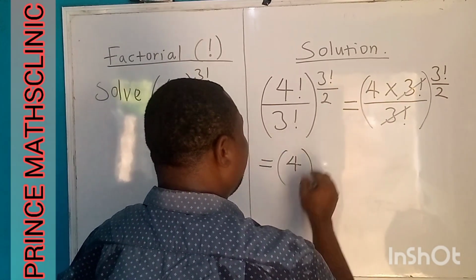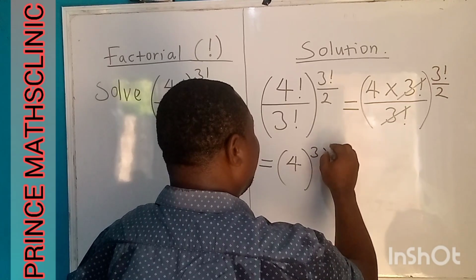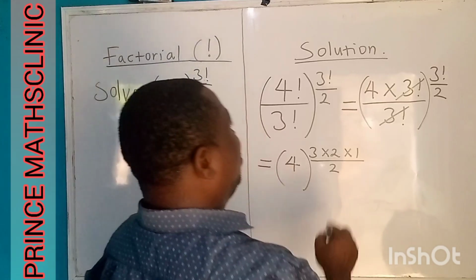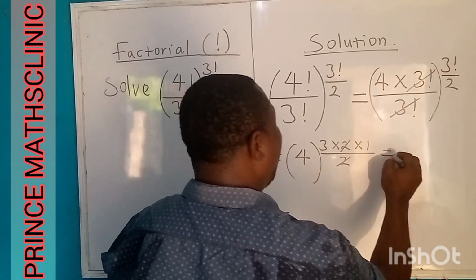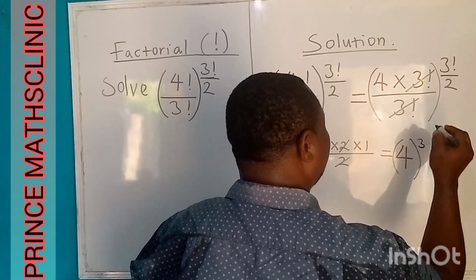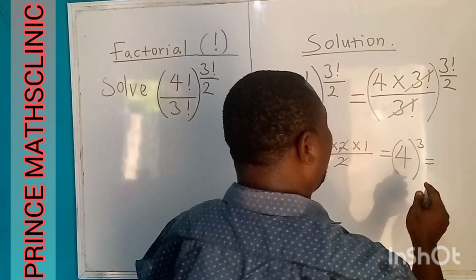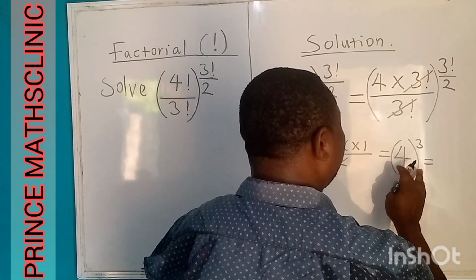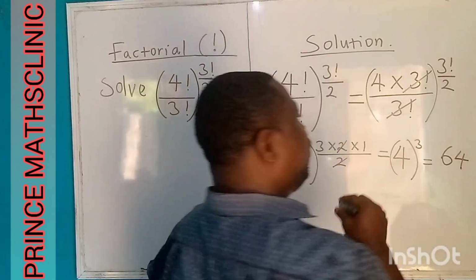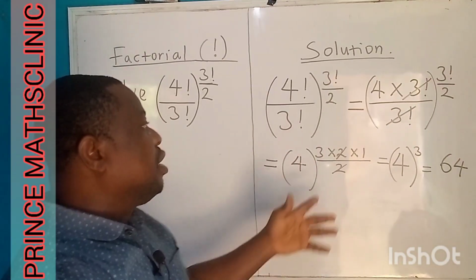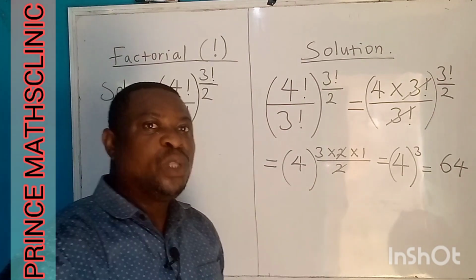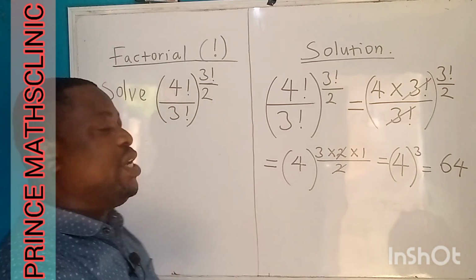4 in brackets, 3 factorial is 3 times 2 times 1, all divided by 2. Then we cancel 2. So what do I have left? I have 4 raised to the power of 3 times 1, which is 3. And what is 4 raised to power 3? 4 raised to power 3 is 4 times 4 times 4, which gives us 64. So in this particular case, our result is 64. Now, I am going to attempt this same question in another way.